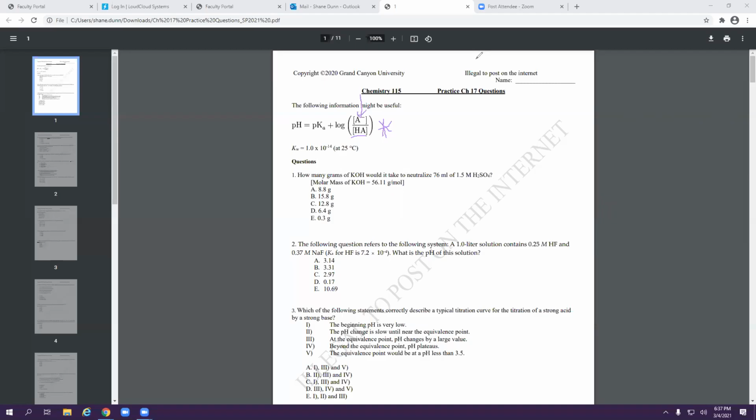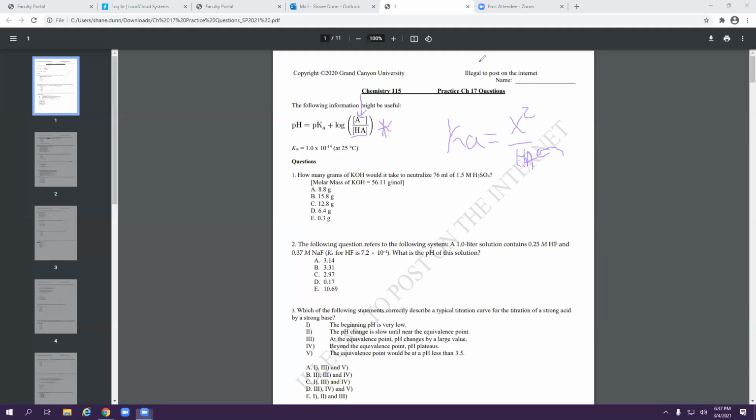Does that make sense? Because normally we use Ka, right, when we only had the acid left over. But now in these upcoming questions, we're going to have the conjugate base left over. We can't forget about that guy. That guy matters somewhat. Does that make sense?